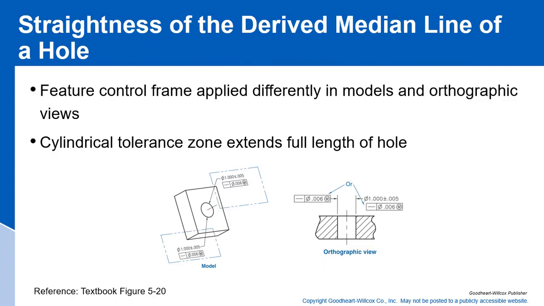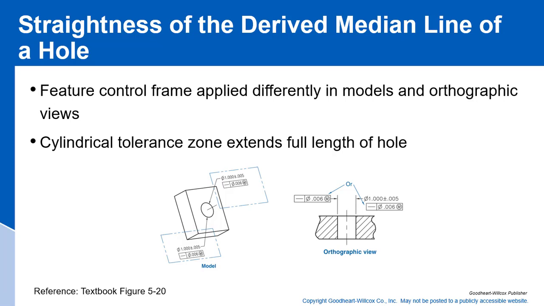So let's talk about the straightness of a derived median line of a hole. In this case, it's very similar. How do you apply it? On a model, you go into the annotation plane, and then you apply the form tolerance, the straightness tolerance, to the dimension, kind of like what we did with cylinders. Or you can apply it to the dimension line, or you can apply it underneath here. These would be the ways to apply it in an orthographic view to a hole.